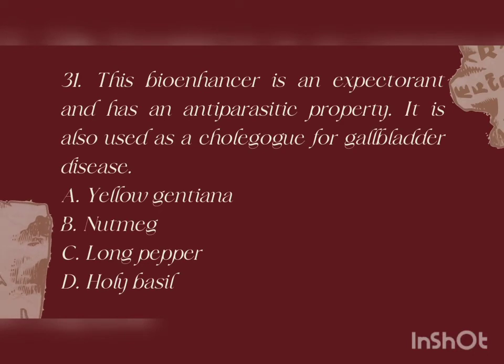Number 31. This bioenhancer is an expectorant and has an antiparasitic property. It is also used as a cholagogue for gallbladder disease. A. Yellow gentian. B. Nutmeg. C. Long pepper. D. Holy basil.